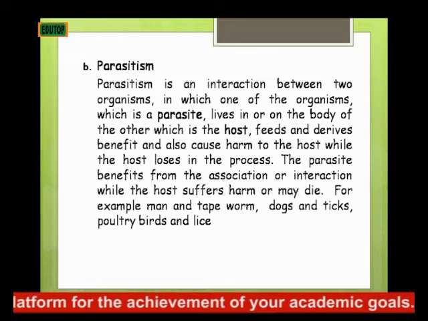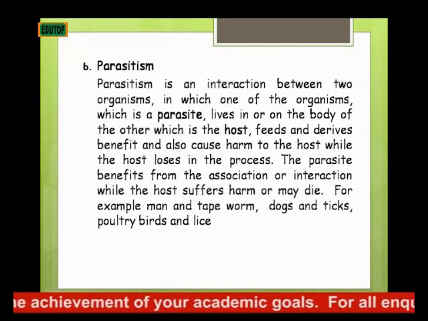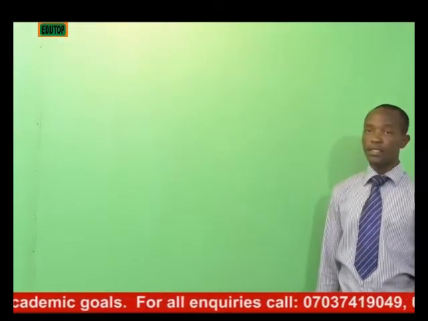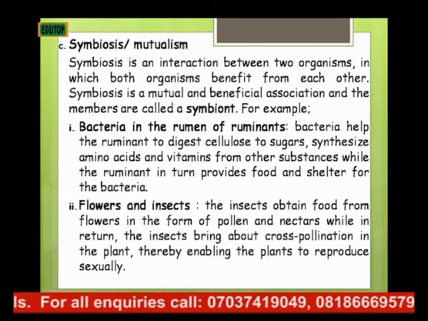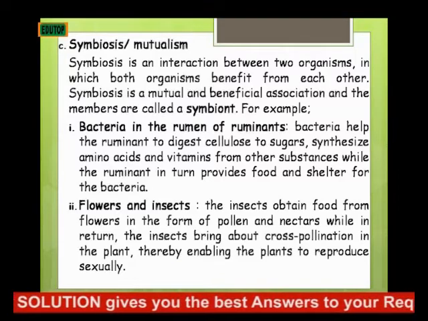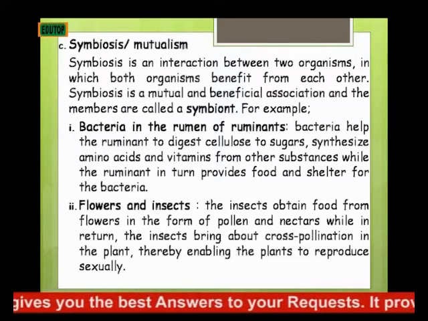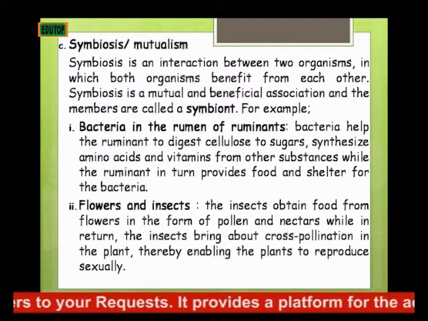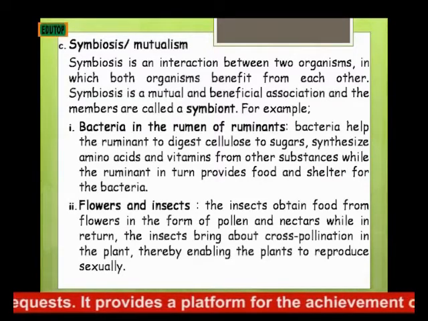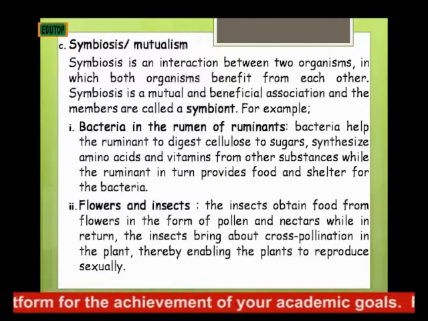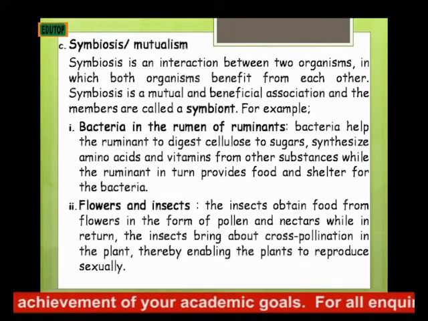For example, man and tapeworm, dogs and ticks, poultry birds and lice. Then the next interaction we're looking at is symbiosis or mutualism. From the word mutual, that is equal interaction. Symbiosis is an interaction between two organisms in which both organisms benefit from each other. Symbiosis is a mutual and beneficial association, and the members are called symbionts. For example, bacteria in the rumen of ruminants.